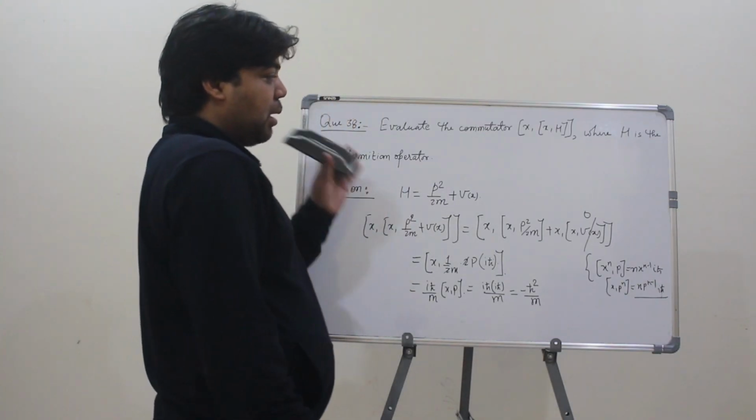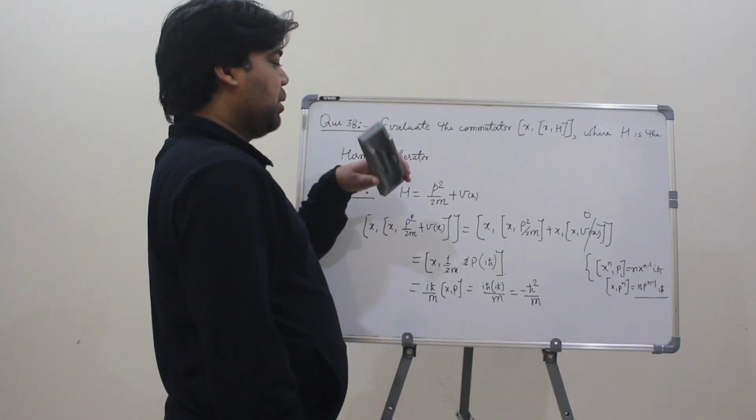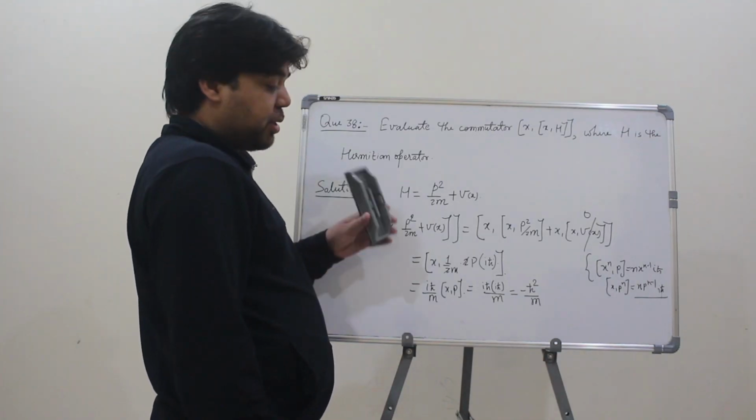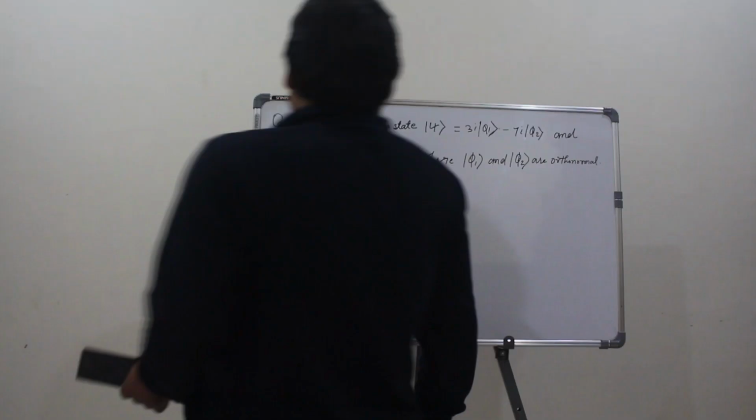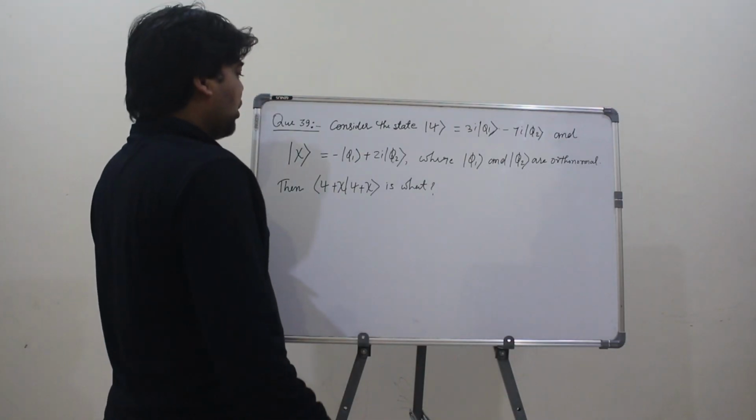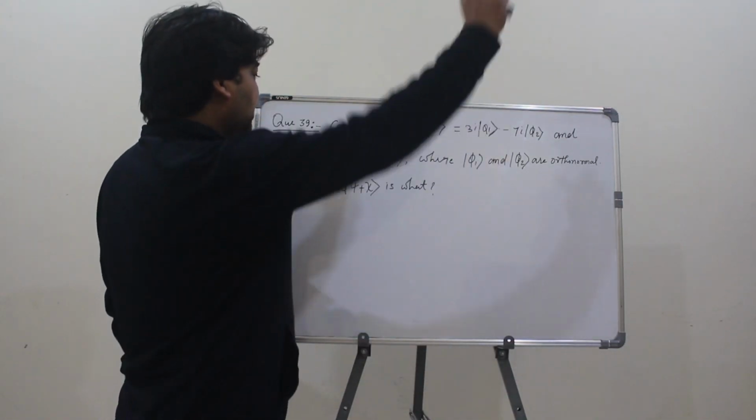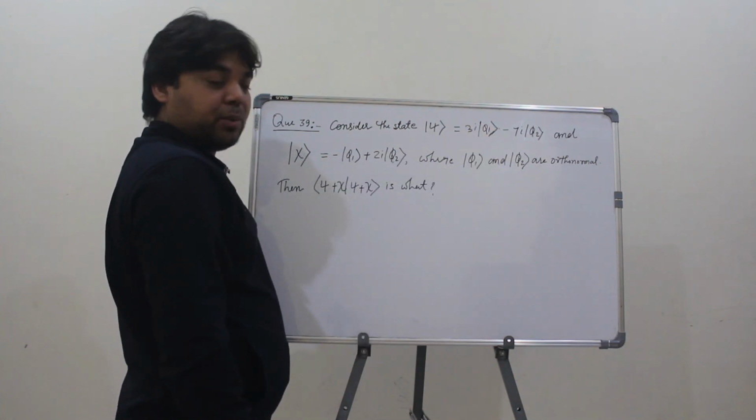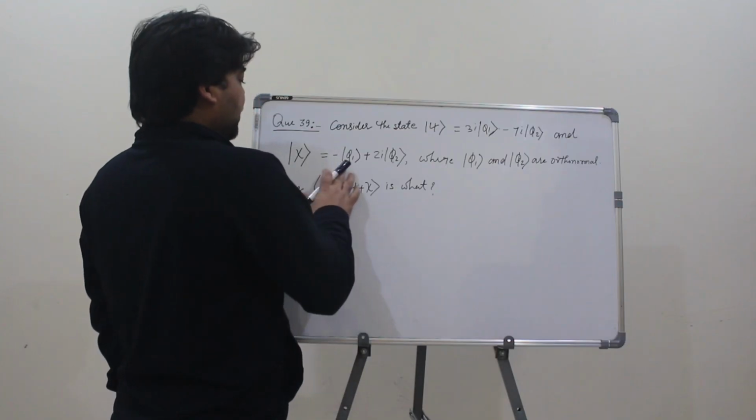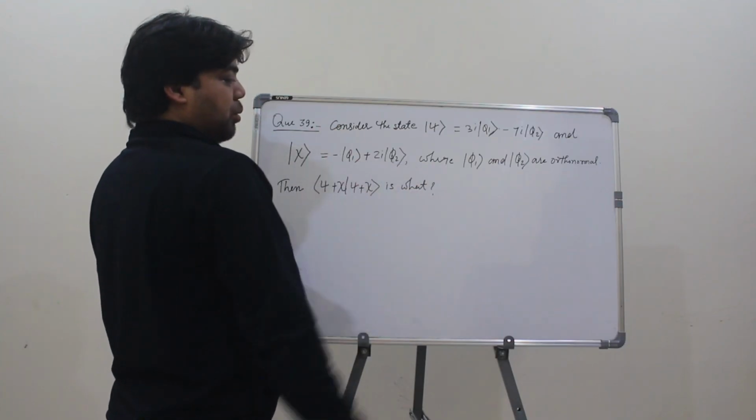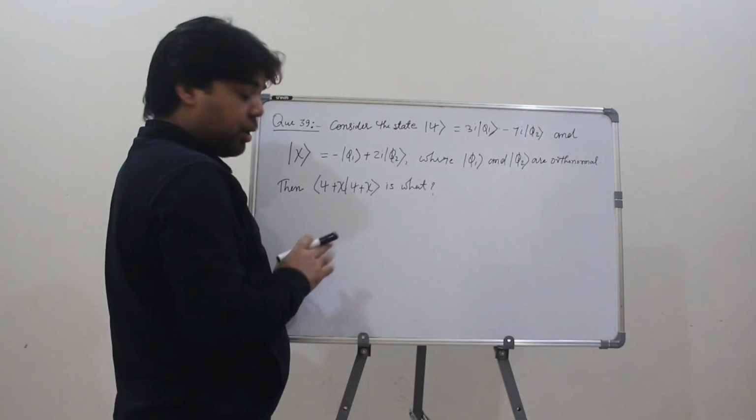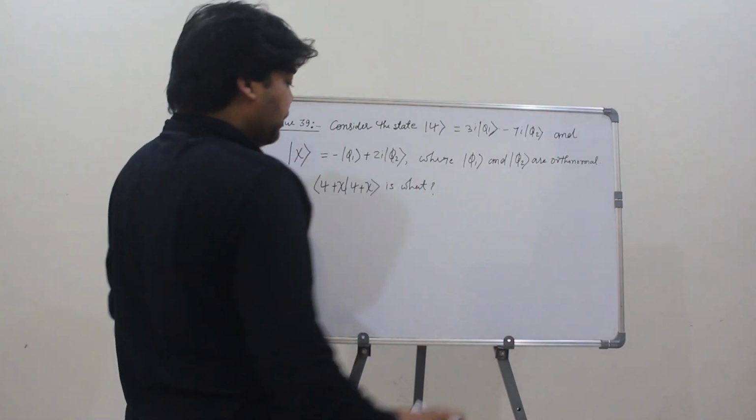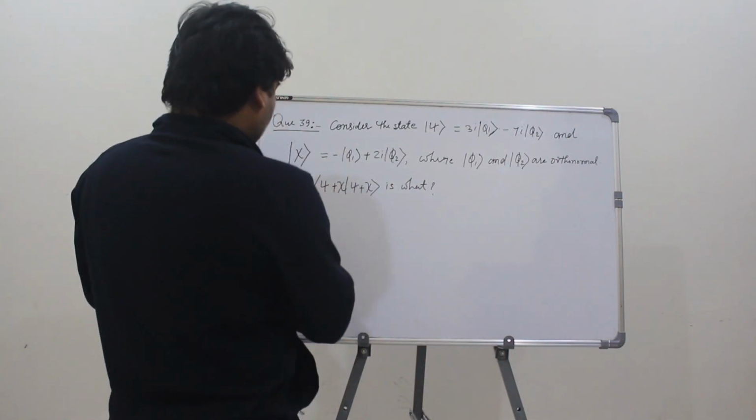So, if any problem related to this ever appears in the exam, you will be able to solve it easily if you understand that, right? Now let us come to problem number 39, which says: consider the state psi, which is defined as 3i phi 1 minus 7i phi 2, right? And chi, which is minus phi 1 plus 2i phi 2, where phi 1 and phi 2 are orthonormal, right? Then what is the inner product of psi plus chi with psi plus chi? So let us solve it.